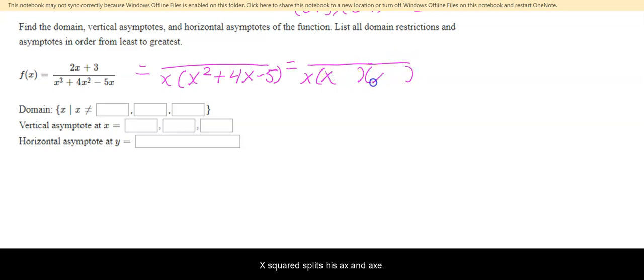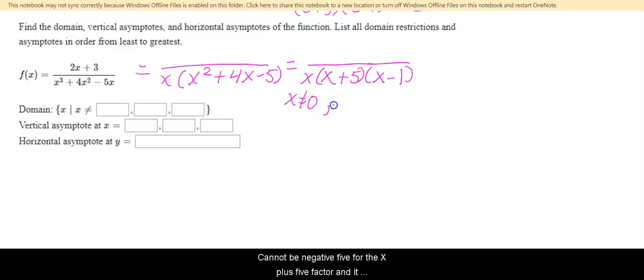x squared splits as x and x. I need factors of 5 that subtract to give me 4. It has to be 5 and 1. To end up with a plus 4, I need a plus 5 and a minus 1. That means that x cannot be 0 for the factor x by itself. It cannot be -5 for the x plus 5 factor, and it cannot be 1 for the x minus 1 factor. Now let's put the numerator back in.